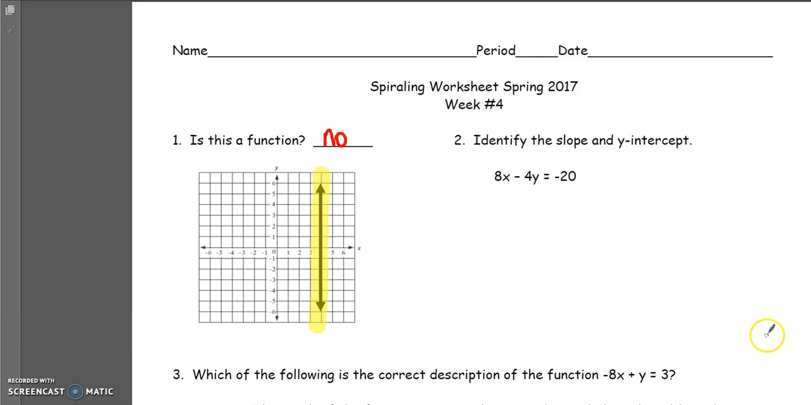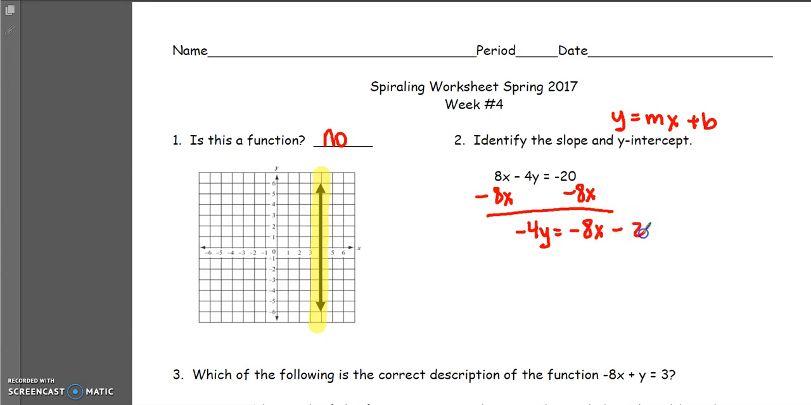Number 2 says, identify the slope and the y-intercept. So I need this to be in slope-intercept form so that I can pick that out. That means we need to rearrange. I need to get the y by itself. So I will subtract the 8x from both sides, and that will leave me a negative 4y equals a negative 8x minus 20. And then divide everything by negative 4.